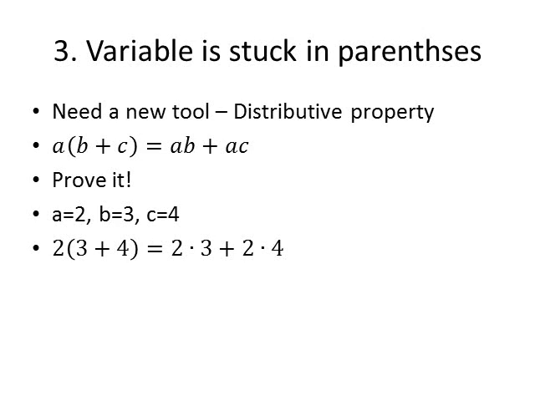You multiply both terms by the number on the outside. So 2 times 3 is 6. 2 times 4 is 8. 6 plus 8 is 14. I get the same value on both sides. The distributive property works.